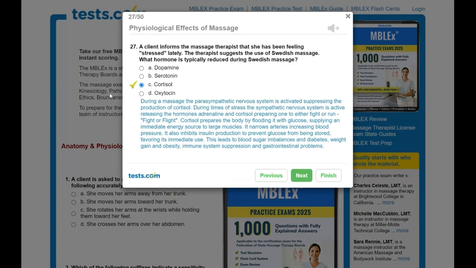During times of stress, the sympathetic nervous system is active, releasing the hormones adrenaline and cortisol, preparing one to either fight or flee, fight or flight. Cortisol prepares the body by flooding it with glucose, supplying an immediate energy source to large muscles. It narrows arteries, increasing blood pressure. It also inhibits insulin production to prevent glucose from being stored, favoring its immediate use. This leads to blood sugar imbalances and diabetes, weight gain and obesity, immune system suppression, and gastrointestinal problems.